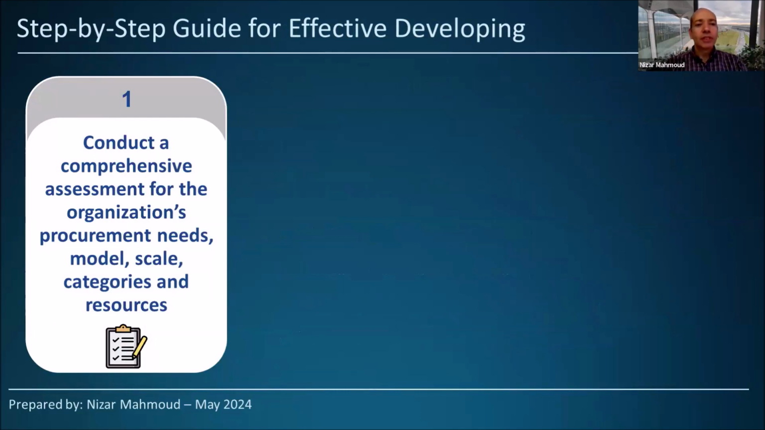First step, we should conduct a comprehensive assessment of the organization's procurement needs. How large is the organization? What are the categories involved? What does the procurement buy and not buy? What are the resources we have? So, collecting all the information. This is the first step.